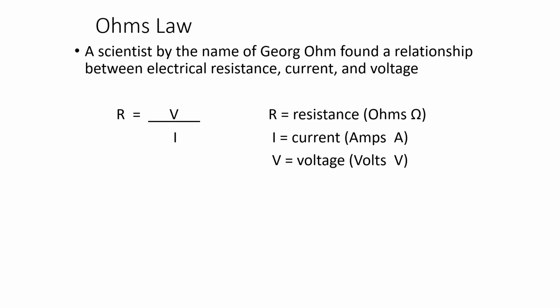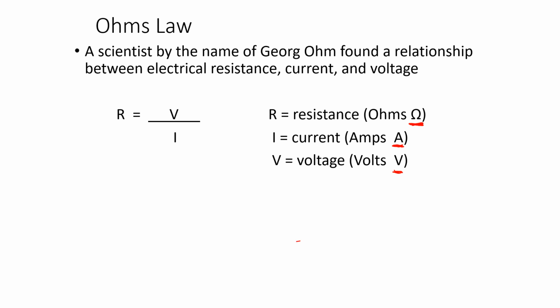Now, last time we talked about resistance, but we didn't talk about what unit resistance is measured in. So the unit for resistance is called an ohm, and this is the symbol for an ohm. It is the omega symbol. Now, current is measured in amps, or we can call it A for amps, and voltage is measured in volts. The symbol for current is I.